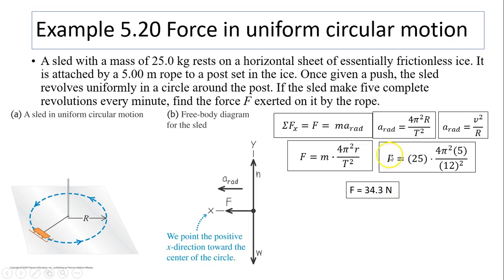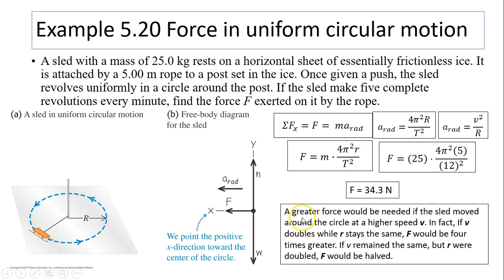What does this whole process tell us? It tells us a greater force would be needed if the sled moves around the circle at higher speed. In fact, if you double the speed, a would increase by 4 times because the relationship is directly squared. However, if v is constant and we increase r, a would be halved, hence the force will be halved. That makes sense, right? Because if r is doubled, the sled doesn't have to turn that fast. It can turn slower. Therefore, you have less acceleration, and less force is needed.